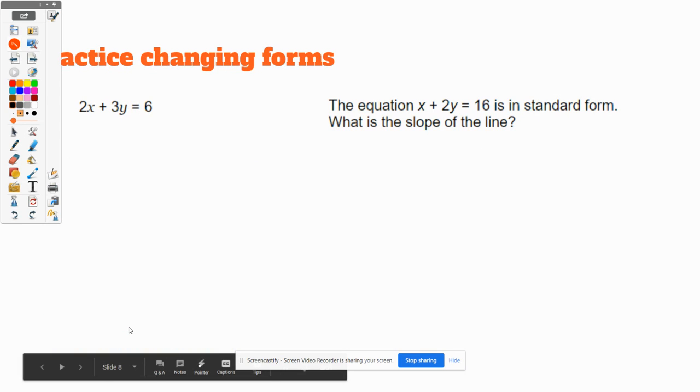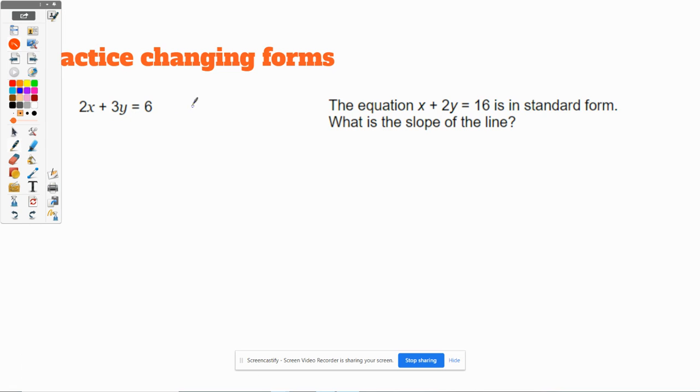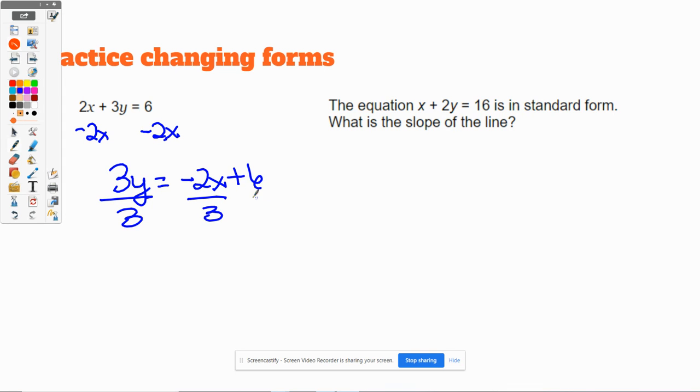Okay, so if I were to get y by itself, because that's actually what the exercise is telling us to do, we would first move the 2x. And we would have 3y is negative 2x, and this will be a positive 6. To get y all by itself, you divide all the pieces by 3, and you will get y equals negative 2/3 x plus 6 over 3, which is 2.